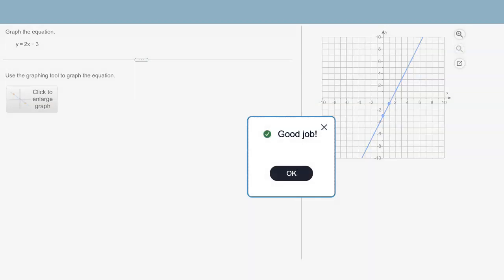Okay. So with that, this concludes the video on graphing simple lines using Pearson's MyMathLab graphing tool.